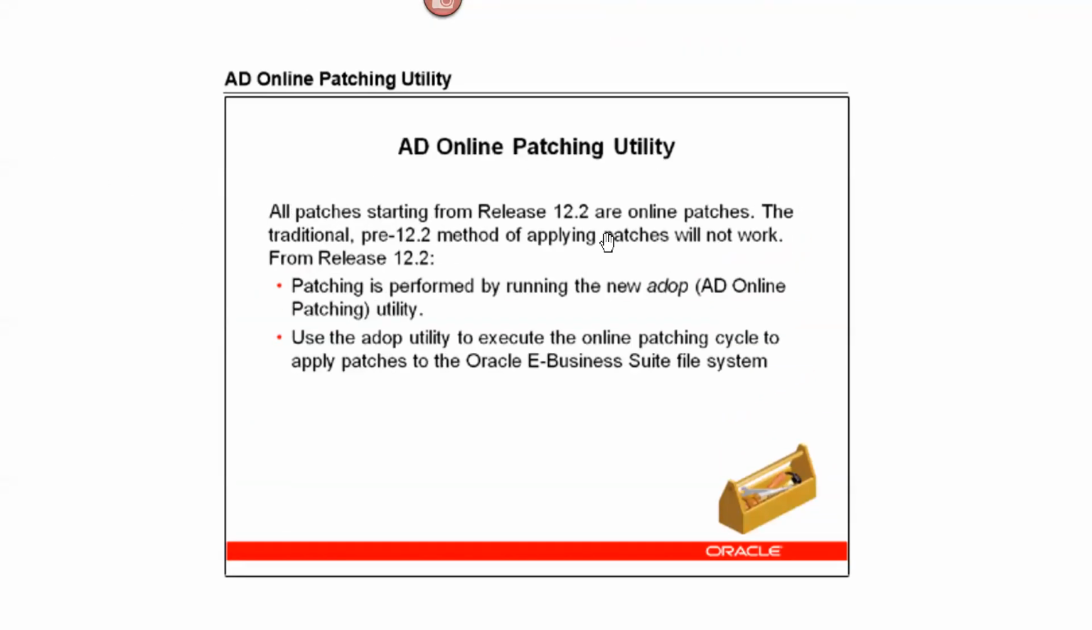All patches starting from release 12.2 are online patches. The traditional pre-12.2 method of applying patches will not work. From 12.2, patching is performed by running ADOP. Correct. Use the ADOP utility to execute the online patching cycle to apply patches to the Oracle E-Business Suite.